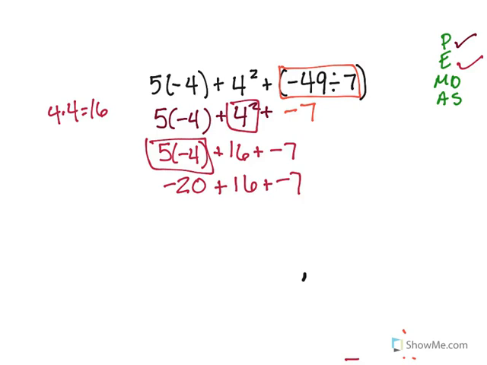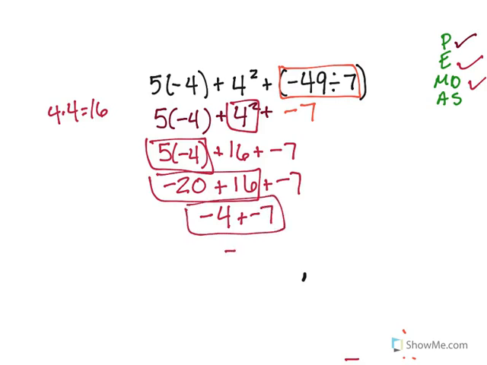Now I'm going to do addition and subtraction in the order I see it. So I have negative 20 plus 16. Those integers, pesky little integers, never going away. That's going to be negative 4. And then I have plus negative 7 left. And now I just have to do that. Negative 4 plus negative 7 is negative 11. So there's that one.